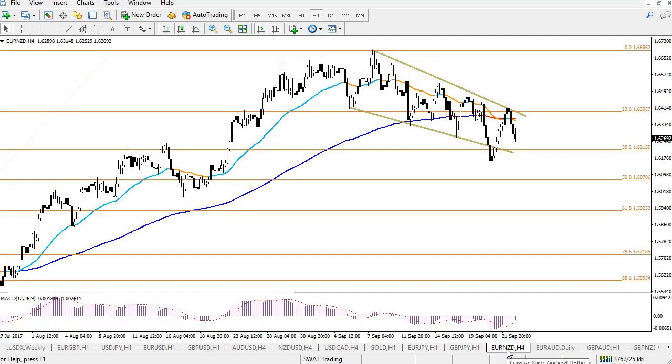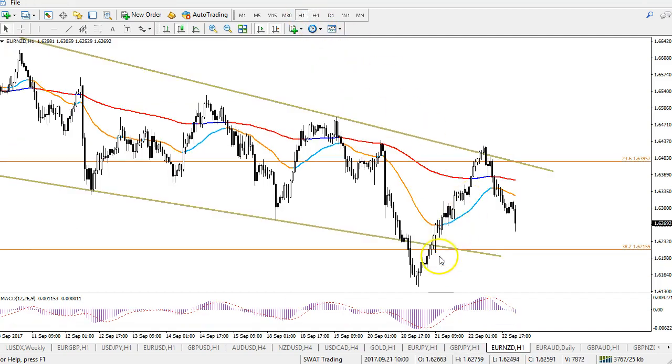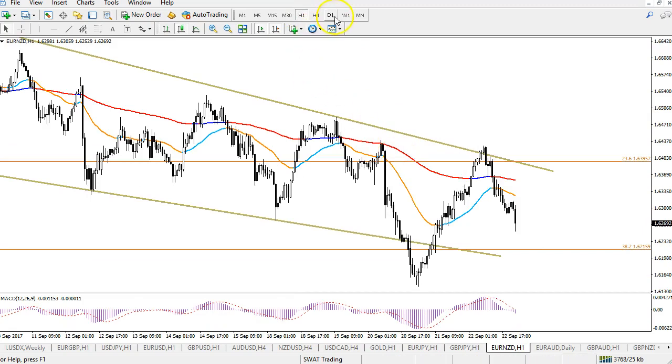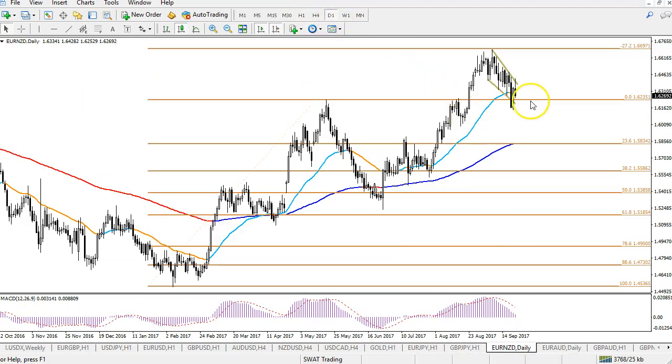Euro New Zealand, we talked about the fact that it could bounce at the 38.2 fib here, and it did, just a little bit lower, and then rally up to the resistance of the channel and then potentially bounce, and it did that indeed. I think that it's still looking more like a bullish scenario to me. We can connect these dots like this, right?